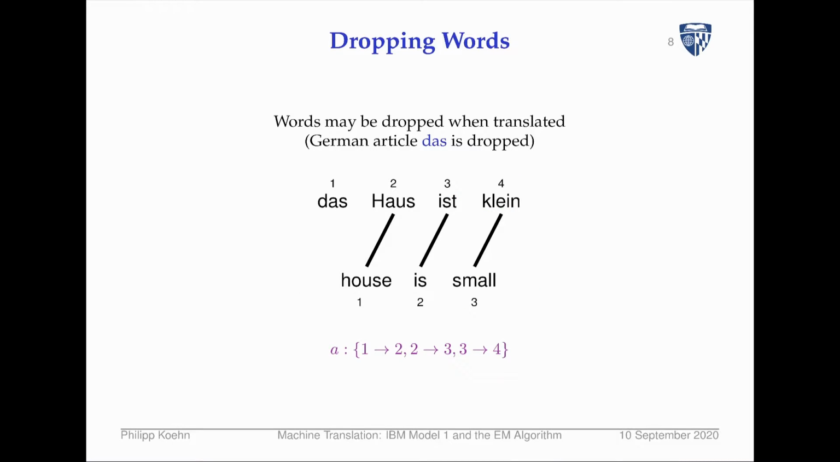What we can also do is dropping words, so we don't actually have to account for all the German words. So the word das here is not aligned to anything, but the function is still fully defined because we just have to find values for all the English word positions.